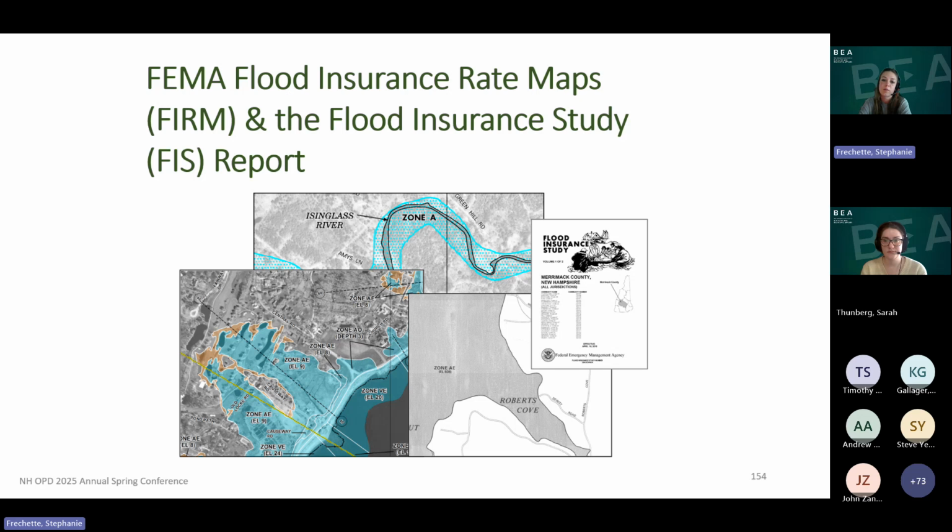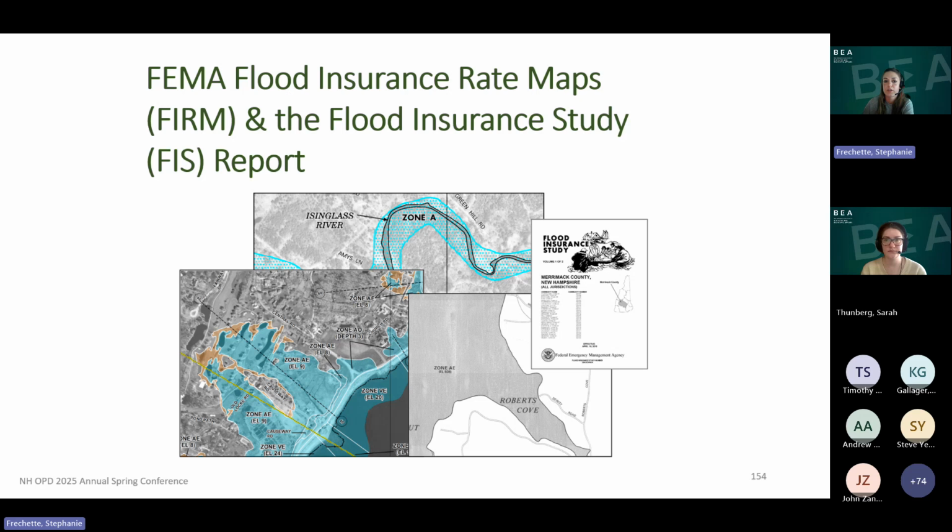The flood insurance rate map is an official map of a community that's produced by FEMA, showing the delineated special flood hazard areas and the base flood elevation and the risk premium zones that are applicable to that community. And the flood insurance study is a report that's prepared by FEMA that summarizes an analysis of the flood hazards in a community. And the study is used to prepare a flood map that shows the flood hazards in that community.